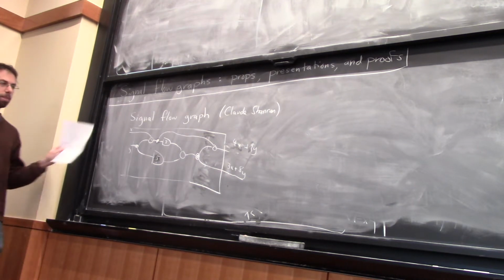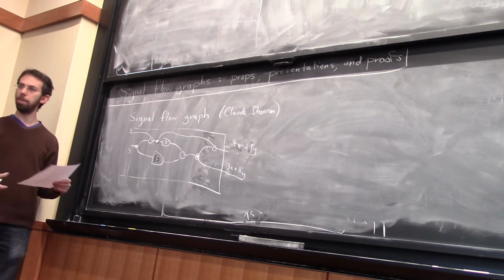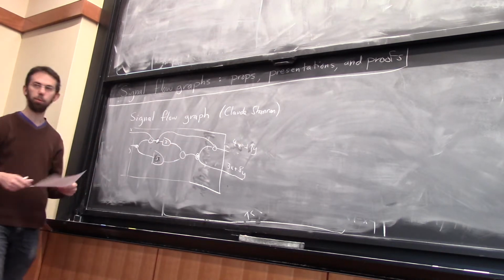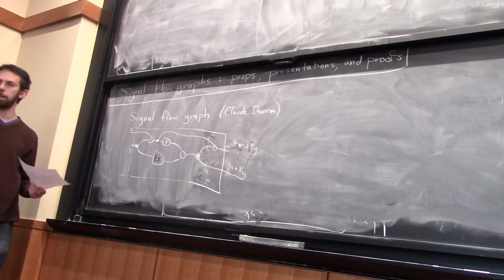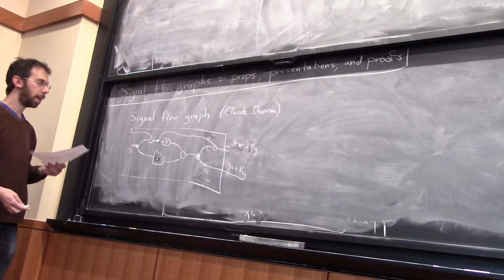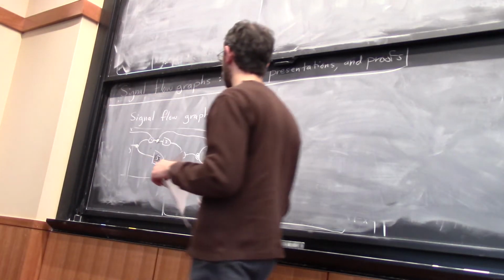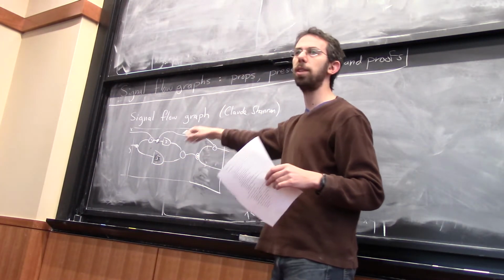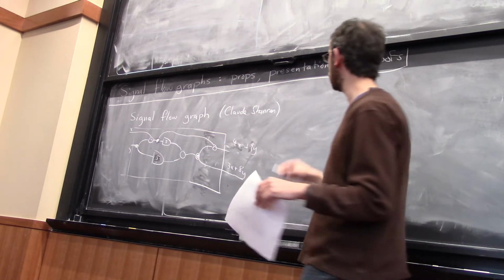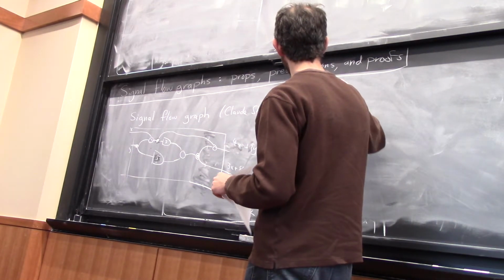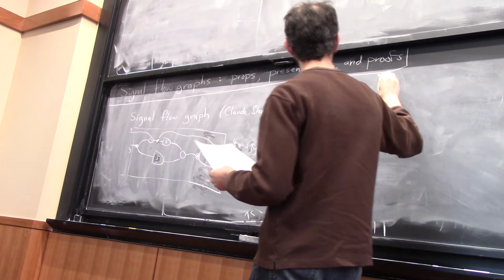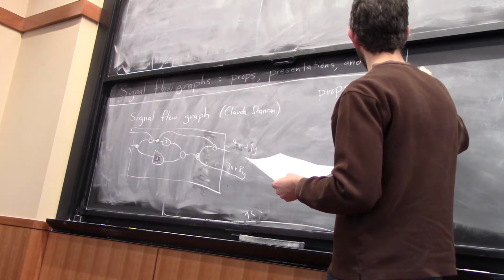So that's the very basic sort of signal flow graph with no feedback, just things traveling from left to right. We'll talk about feedback systems later, which come up in control theory. And we'll use this kind of picture, where all the wires are unlabeled because they're all carrying the same sort of thing, signals, to introduce something called props. Props are a special kind of monoidal category.